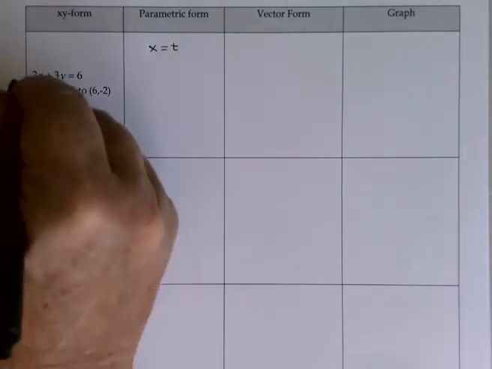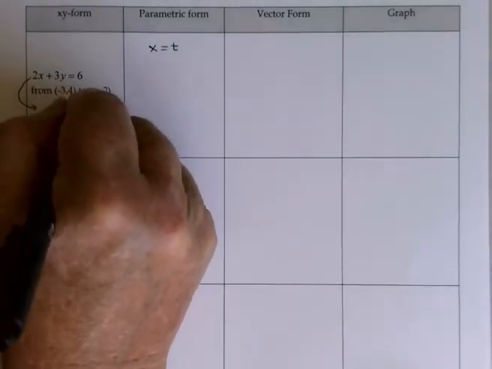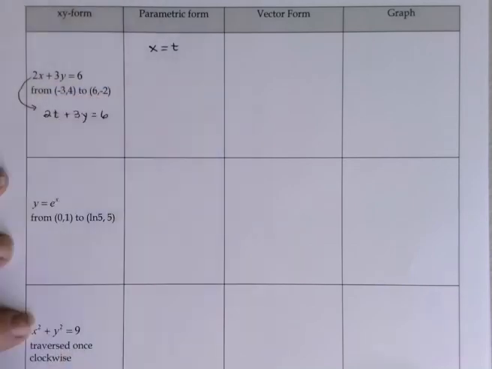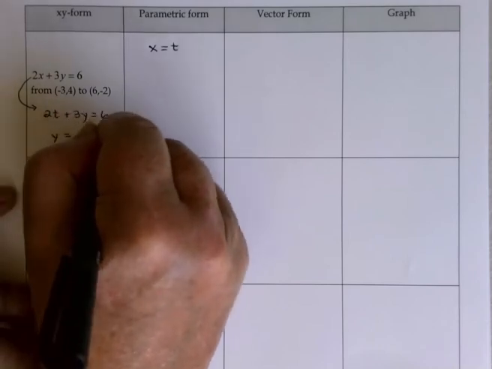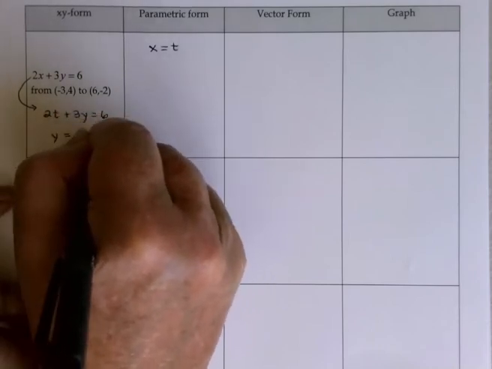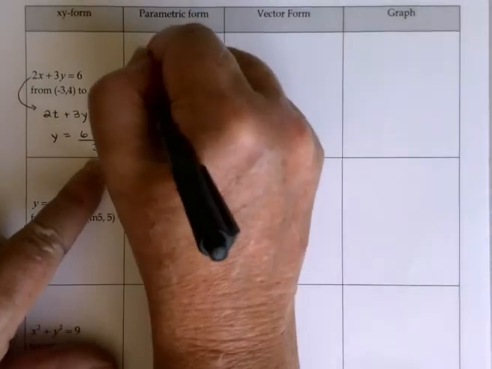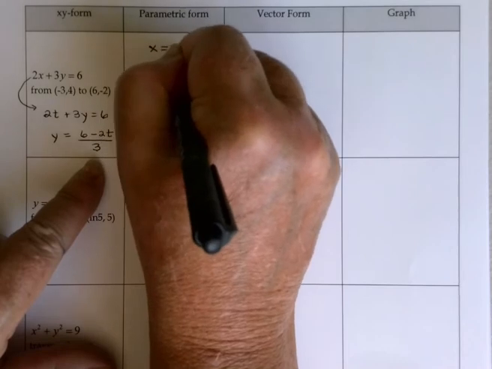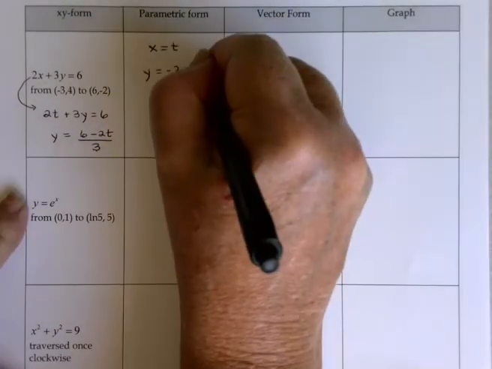But notice that once x is equal to t, to get y, I'll have to do just a little bit of algebra. I would have 6 minus 2t divided by 3, or negative 2/3 t plus 6 divided by 3 would be 2.